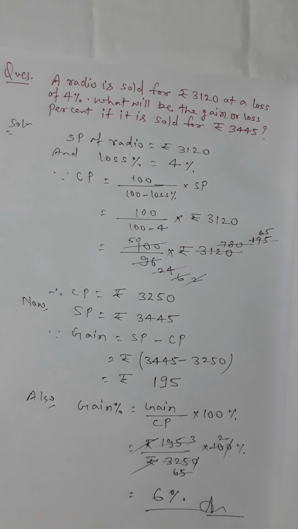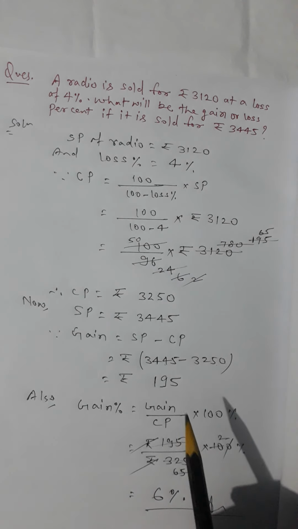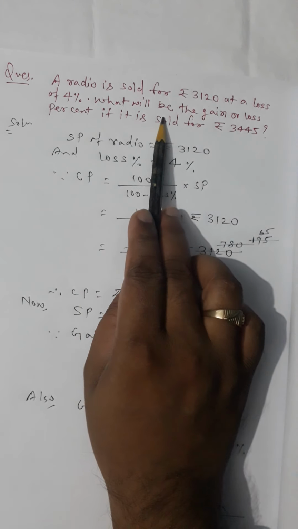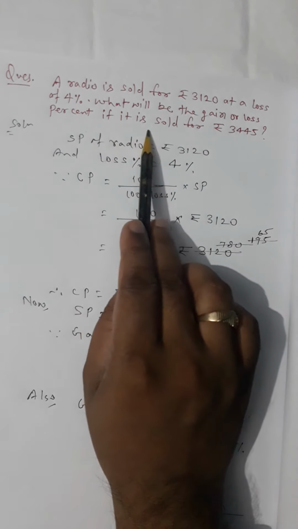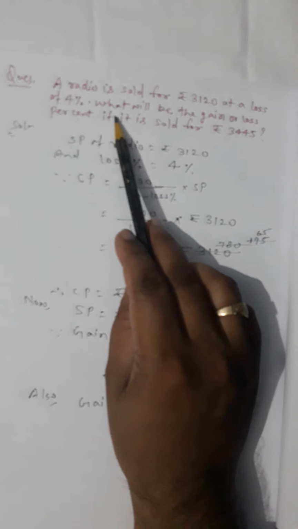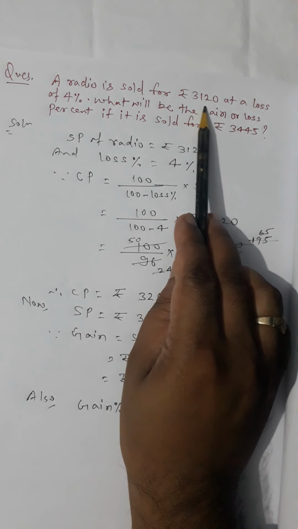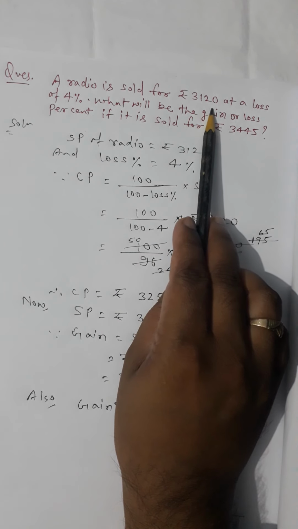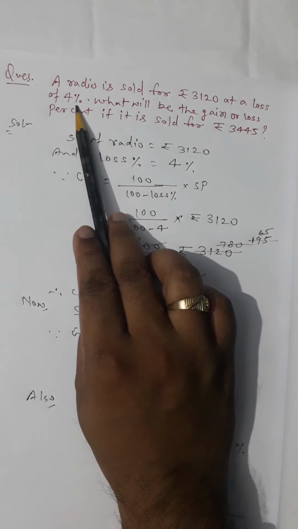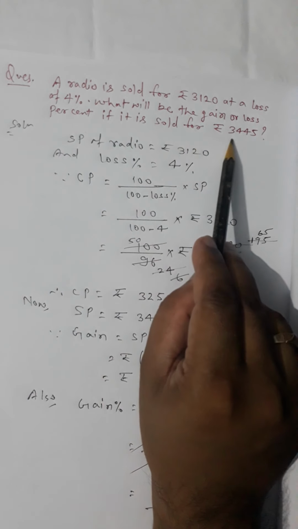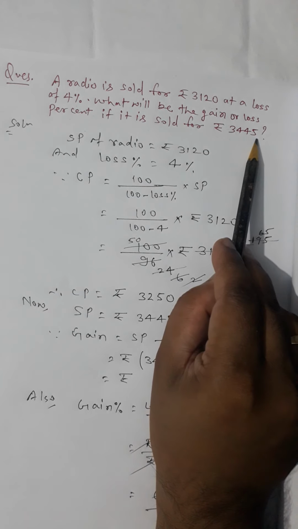Now dear, the third question says that a radio is sold for rupees 3120 at a loss of 4%. What will be the gain or loss percent if it is sold for rupees 3445? So it is simple that first of all the radio is sold at rupees 3120 at a loss of 4%. It means that when the radio was sold for 3120 rupees, there was a 4% loss. So we have to tell whether there will be a gain or loss percent when the same radio is sold at 3445. Is it clear dear?